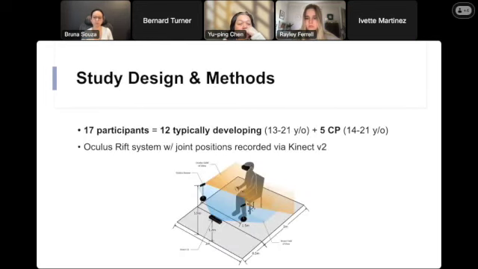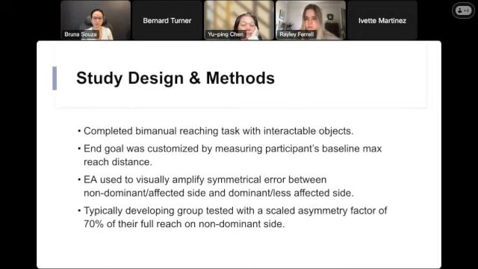So the study design is pretty similar to how we do our IVR studies. They had 17 participants, 12 in the typically developing group and 5 in the cerebral palsy group. They used the Oculus Rift, and the participants were seated in a 2x2 play space. They were asked to perform a reaching task where they reached out to interact with an object that simulated food preparation. So they reached out to grab a hot dog with both hands and then used both hands to put the hot dog into a hot dog bun.